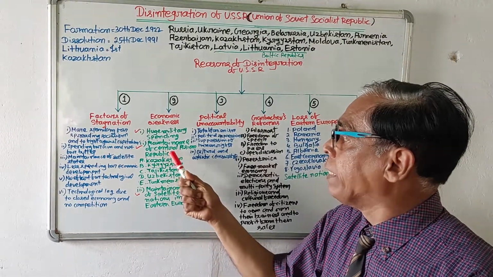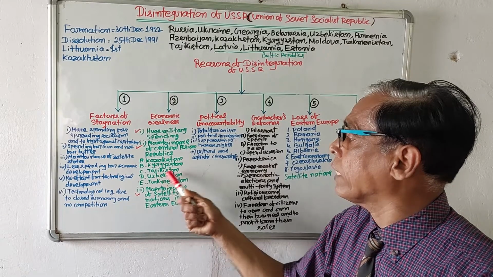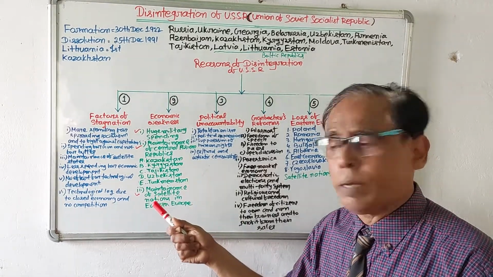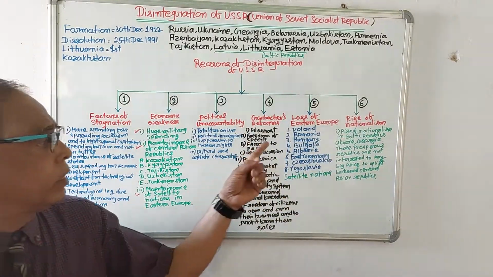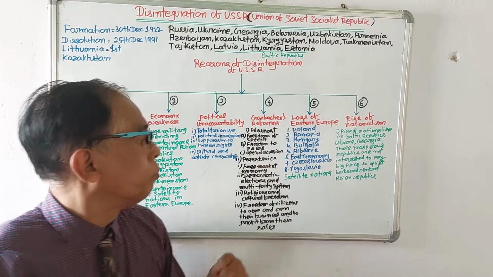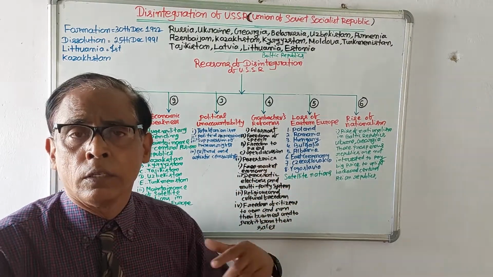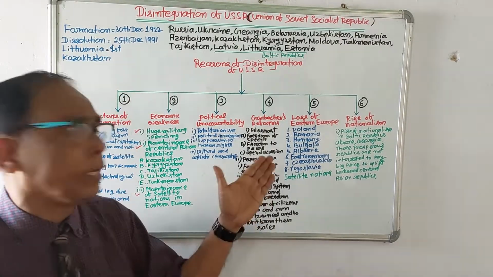Number 2, maintenance of Central Asian republics like Kazakhstan, Kyrgyzstan, Tajikistan, Uzbekistan, Turkmenistan. USSR was giving money to them. Number 3, maintenance of satellite states of USSR like Poland, Romania, Hungary, Bulgaria, Albania, East Germany, Czechoslovakia and Yugoslavia. So USSR was giving more money to them.